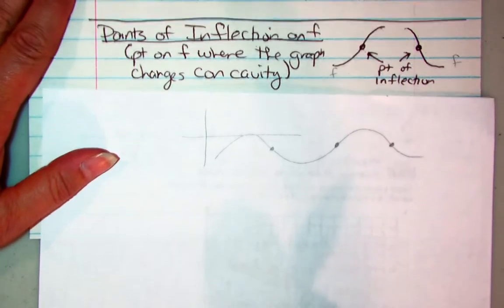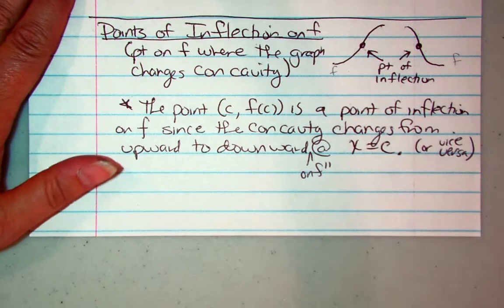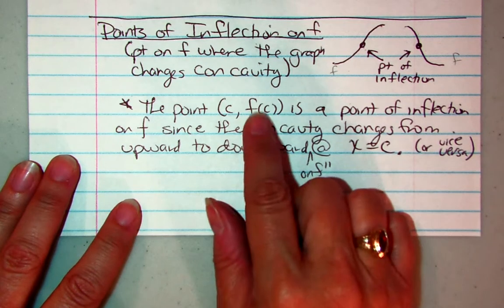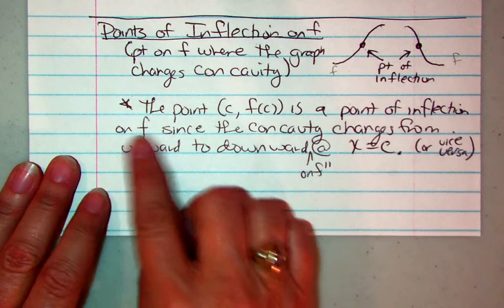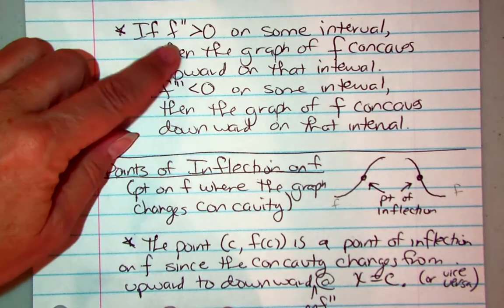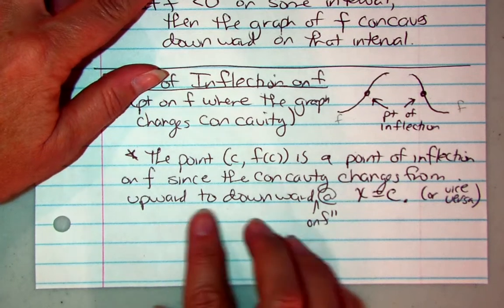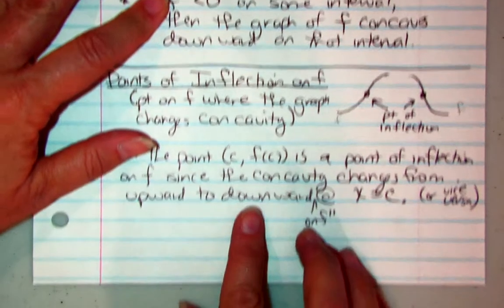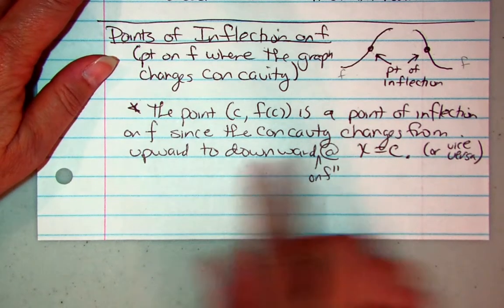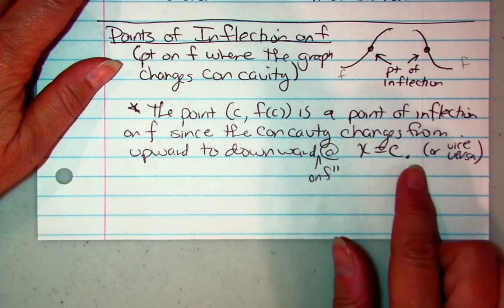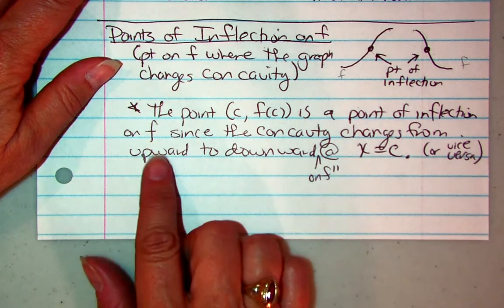So now that we know what a point of inflection is, let's continue. It says the point c, f of c, on my original function, is a point of inflection on f, since the concavity changes from upward. What was upward? When my second derivative is positive. When it changes from upward to downward. What is downward? When my second derivative is negative in those intervals. On f double prime, when it changes upward to downward at x equals c, or vice versa, from downward to upward.